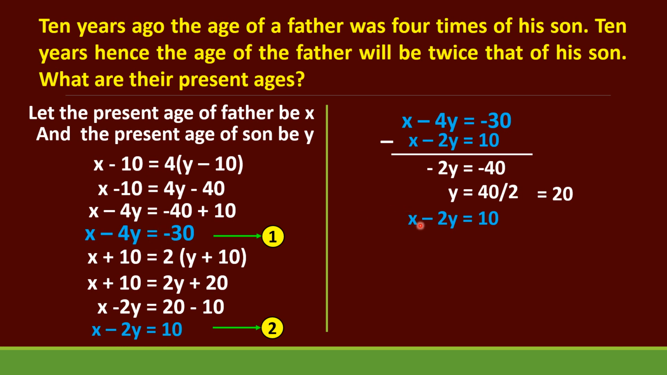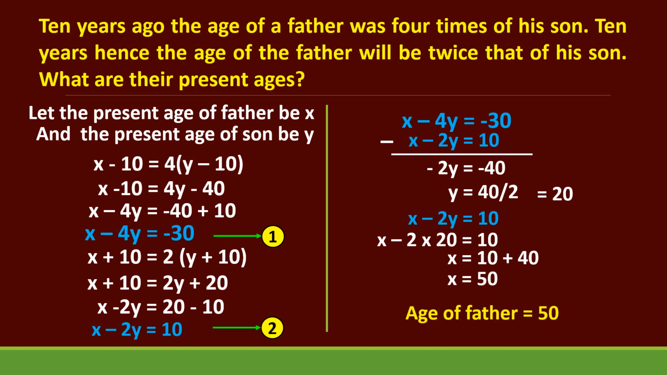So x minus 2y is equal to 10. The value of y can be substituted here. X minus 2 into 20 is equal to 10. And then x is equal to 10 plus 40. That is 2 into 20 is 40. That will be minus 40. And this is taken to this side and added with 10. X is equal to 10 plus 40. Hence, x is equal to 50. Therefore, the present age of father is 50 and the present age of son is 20.